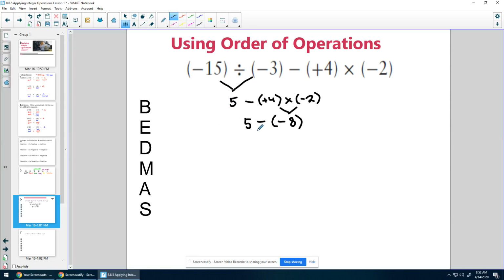Okay, we have 5 minus negative 8. When we subtract, it is like we are adding the opposite. So that is like saying 5 plus 8. Well, what's 5 plus 8? 13.